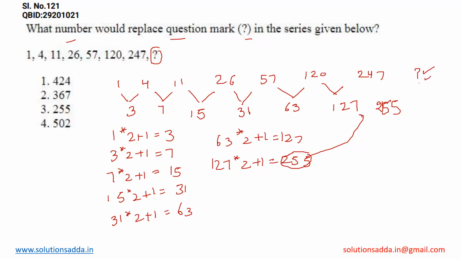How to find out this value? By adding these two values, we can find out the question mark value. So let's add these two values, 255 and 247. That would be 502. So the question mark value will be 502. Let's check the options. 427 no, 367 no, 255 no. Here is the fourth option. So the correct option for this particular question would be option number 4.